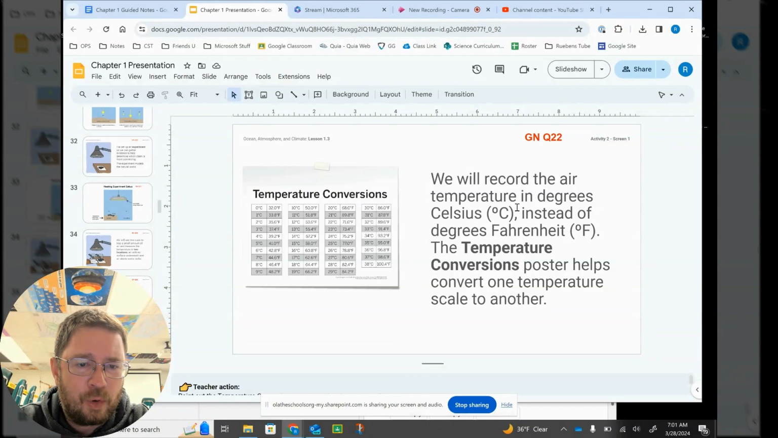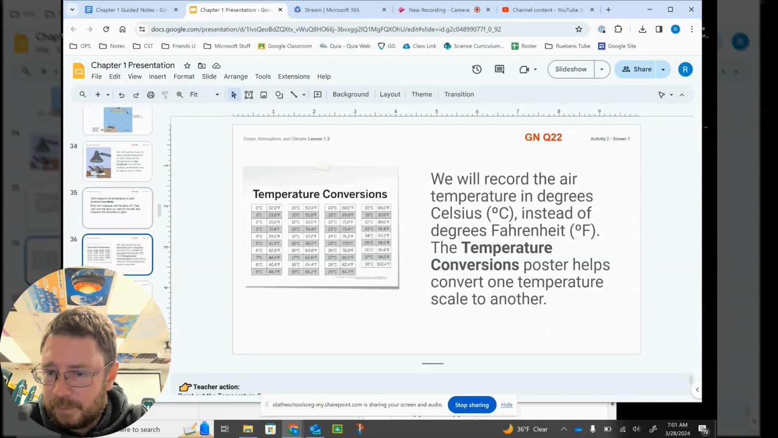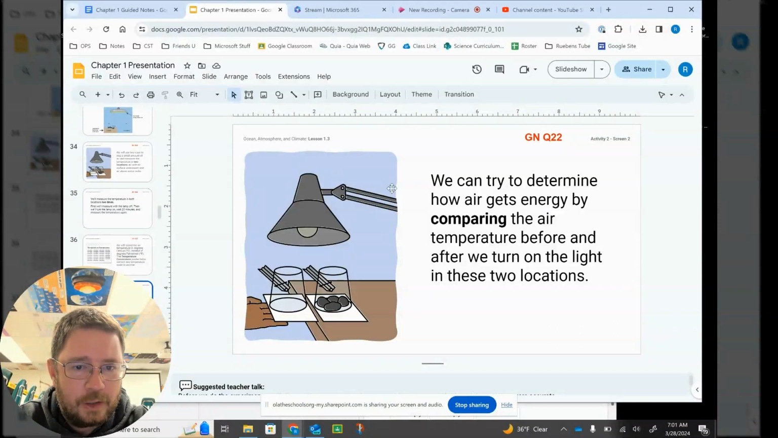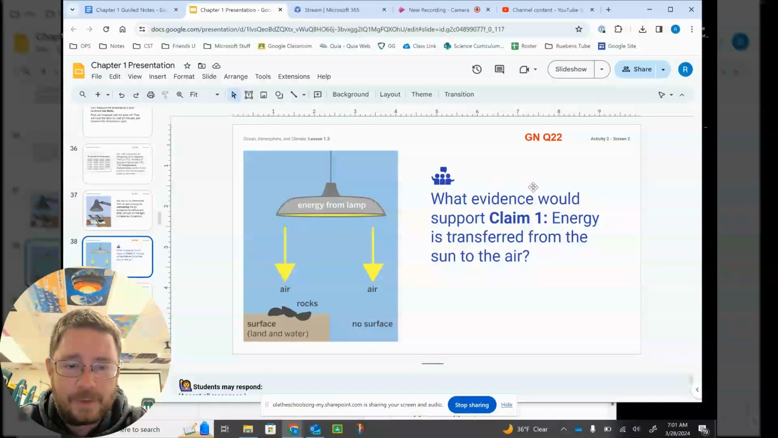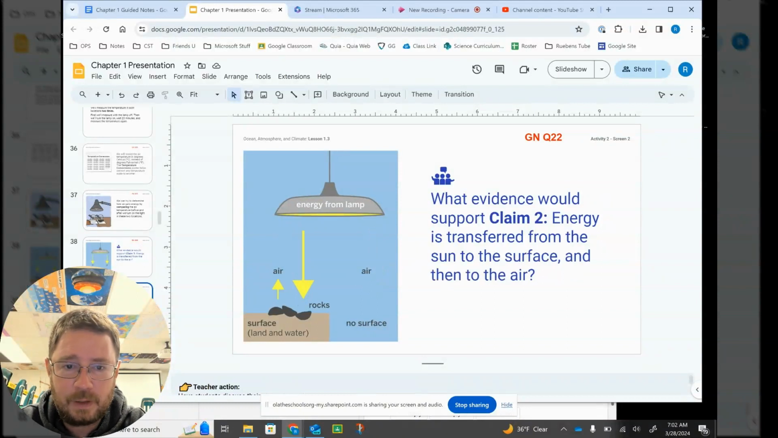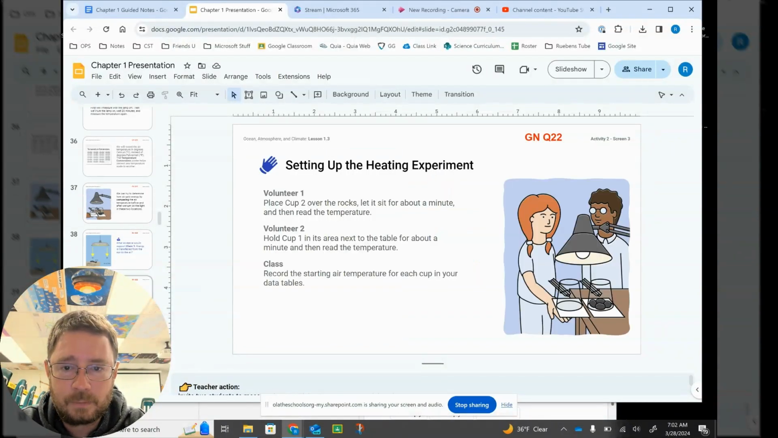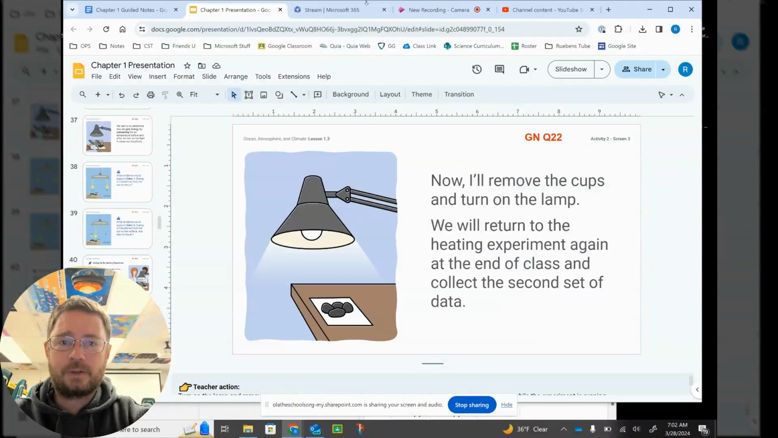Remember in science, we record the air temperature in Celsius instead of Fahrenheit. We're going to try to determine how the air gets its energy by comparing the air temperature before and after we turn on the light in both of these locations. So here, after we do this experiment, what evidence would support claim 1, that energy is transferred from the sun to the air? And what evidence would support claim 2, that energy is transferred from the sun to the surface and then to the air?